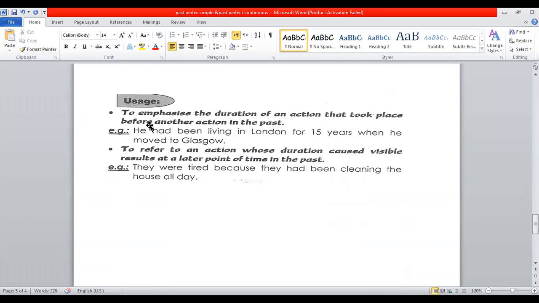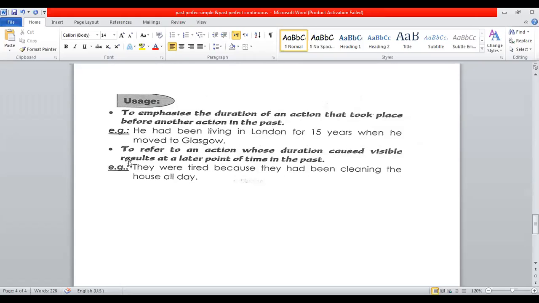Right. So the usage here of the past perfect continuous is to focus on the duration of an action that took place before another action in the past. Like this example, he had been living in London for 15 years when he moved. Then, if you look carefully, you'll find for 15 years. For 15 years here, this is called duration.